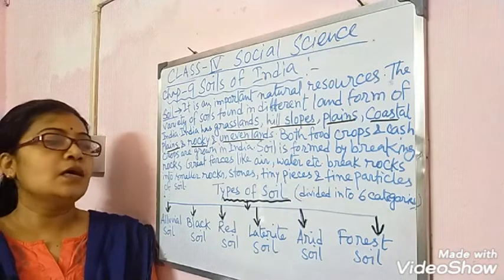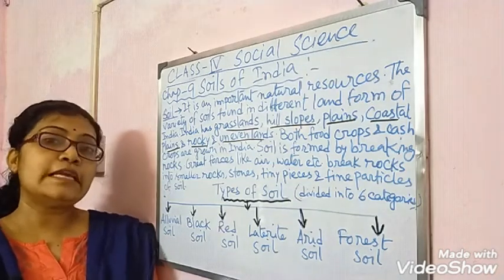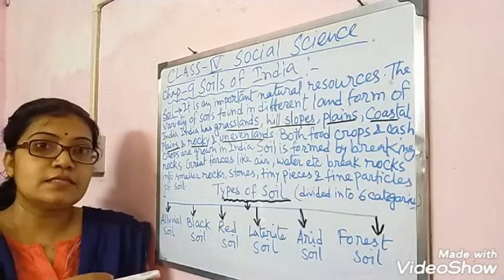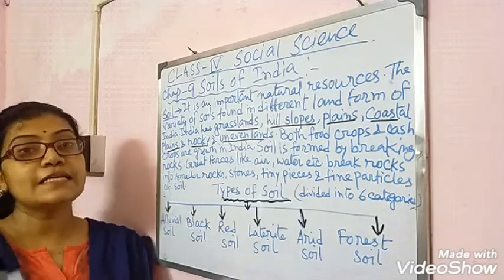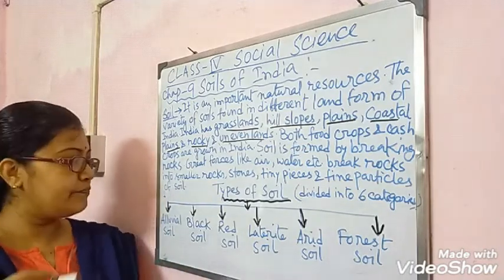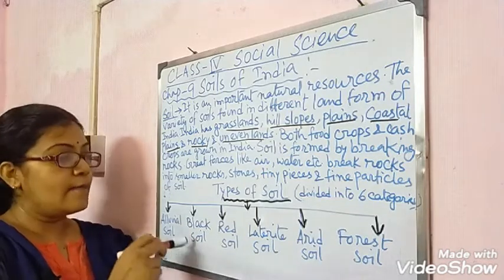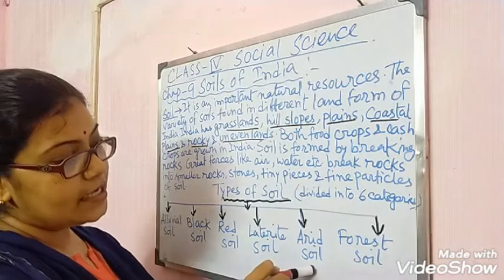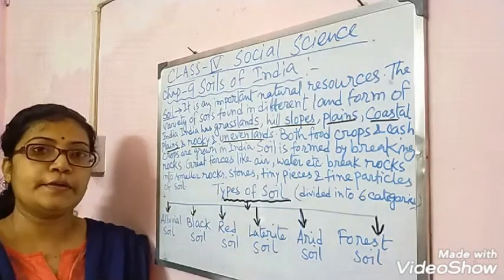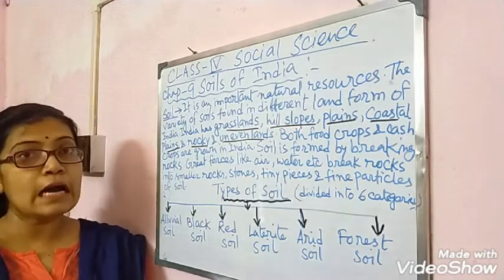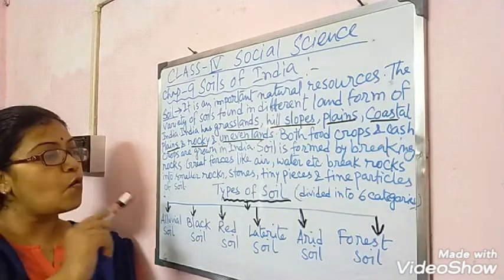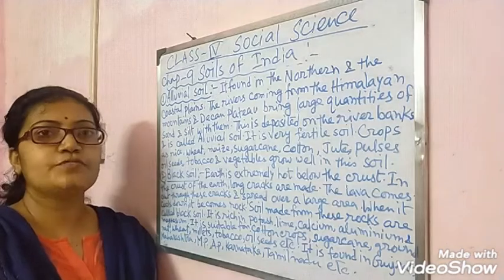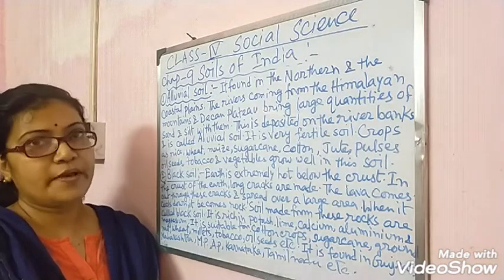Now come to the next point, types of soil. According to this, soil is divided into 6 categories. What are they? Alluvial soil, black soil, red soil, laterite soil, arid soil and forest soil. Understood? Now we are going to discuss them one by one.